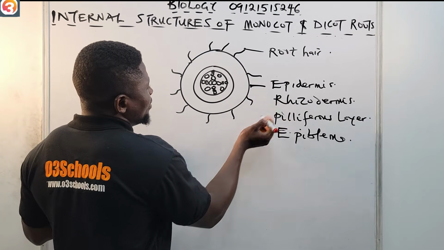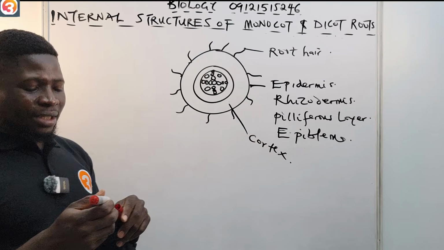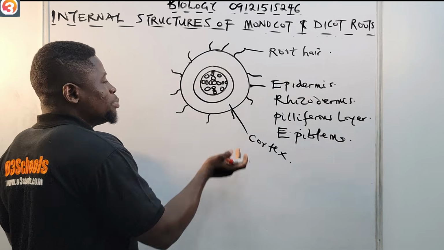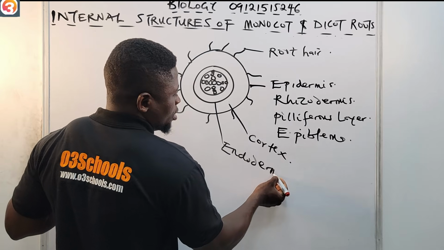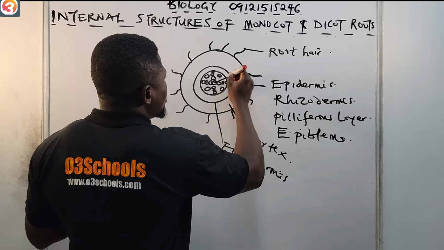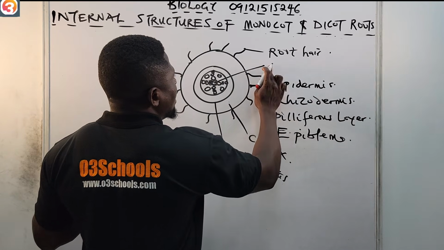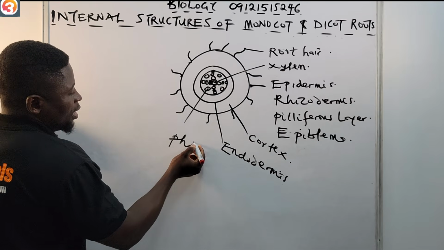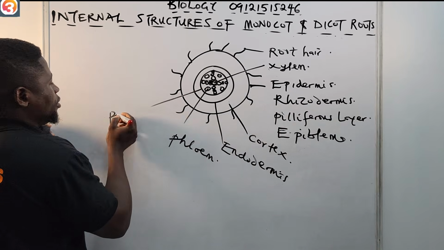Then immediately after the epidermis, we have the cortex. Immediately after the cortex, the innermost part of the cortex is called the endodermis. Then this round one inside here is called the xylem. Then this one is called the phloem. This one is called the endodermis, while this inner one is called the pericycle.